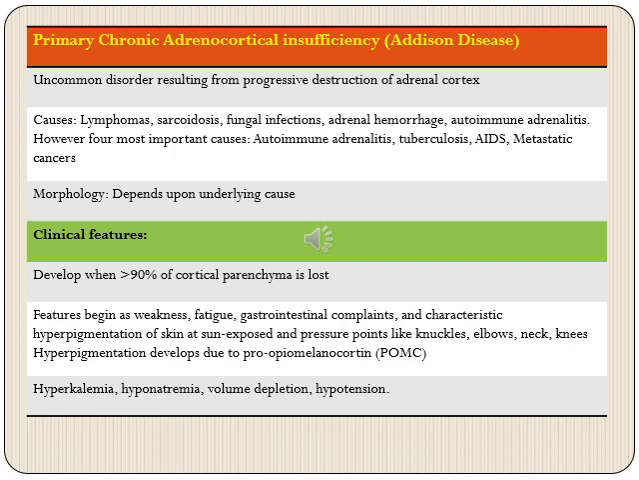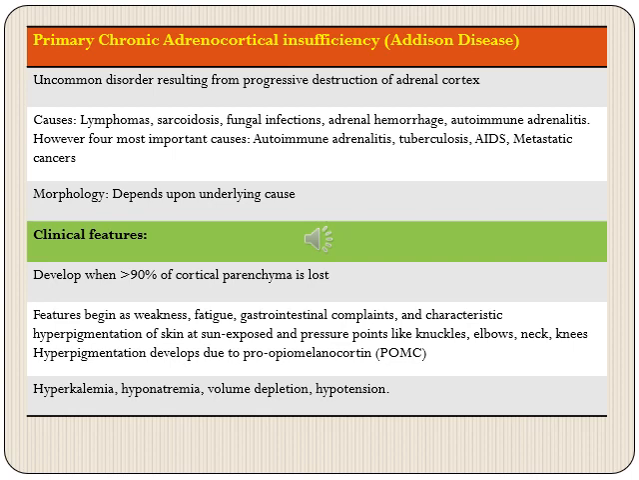Morphology will depend upon the underlying cause. If any of these different diseases are involving the adrenal, the changes of them will be seen. For example, if there is development of Addison disease because of involvement of the adrenal by tuberculosis, we will be seeing granulomas with or without caseous necrosis. Clinical features will develop when more than 90% of cortical parenchyma is lost.